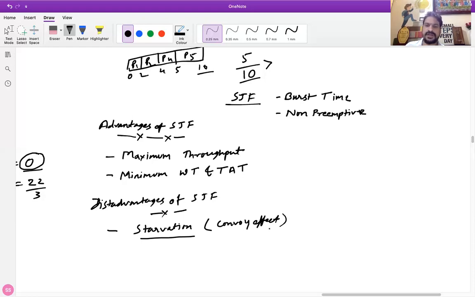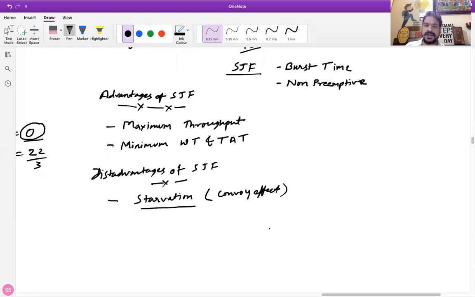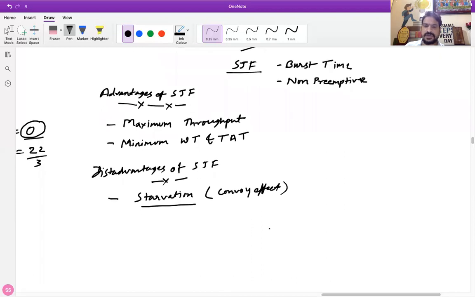And the convoy effect is also there in first come first serve. So we thought that if we take the shorter process first, then this problem might go away. But in some of the scheduling, we find that the problem still exists for shortest job first.